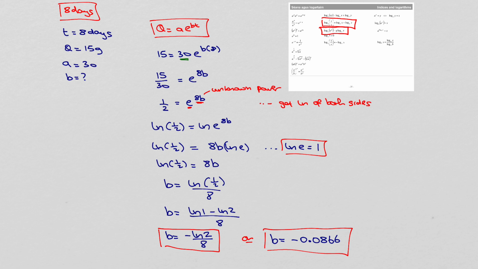Now the interesting thing to note about b is that it is negative. And when we have a negative value for b, what we're looking at is an exponential decay. And of course, radioactive decay is going to be a negative decay. If the value for b is positive, then it's going to be an exponential growth.